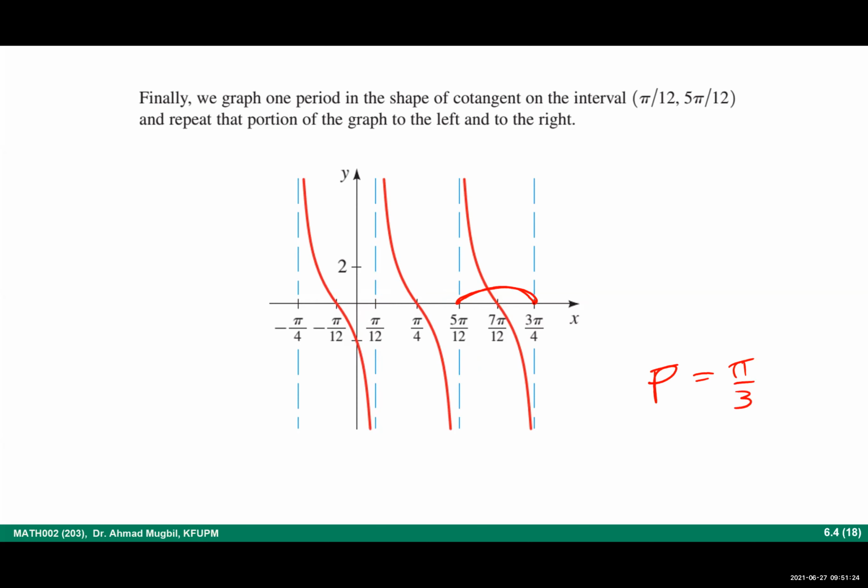Add pi over 3, you will get the next one. Add pi over 3, you will get the next one. Subtract pi over 3, you will get the next one to the left, and so on. At the middle, always at the middle, there is an x-intercept. There is no vertical shift. So there is an x-intercept in between. And of course, add the period, you will get the next x-intercept, and so on.